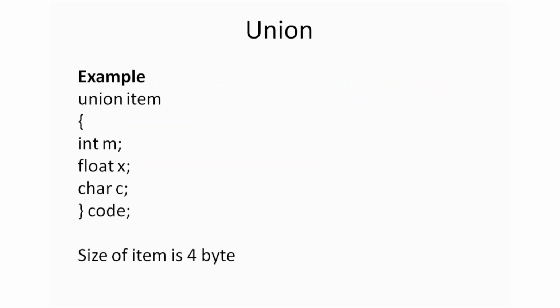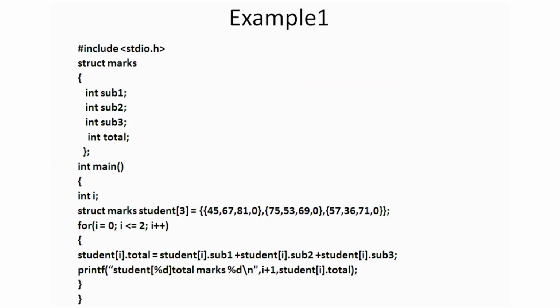Now let us come to the union concept. The union syntax is the same as the structure definition, but the difference between structure and union is in the memory allocation. The size of a structure is the sum of the sizes of the variables stored in it. For example, here mark is an int, which occupies 2 bytes. We have used 4 integer variables, so the size of the structure here is 8 bytes.